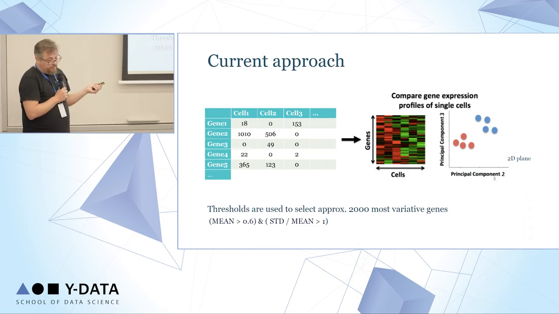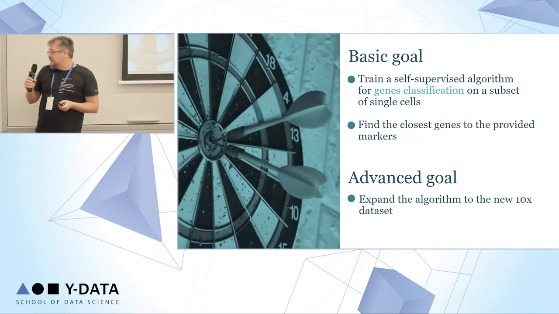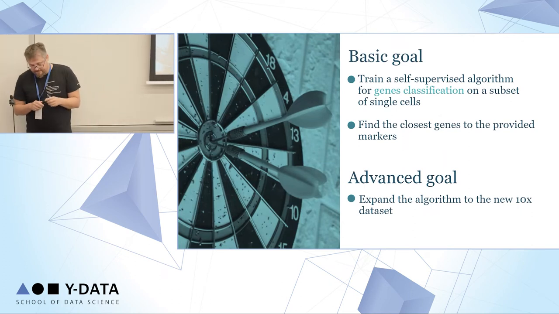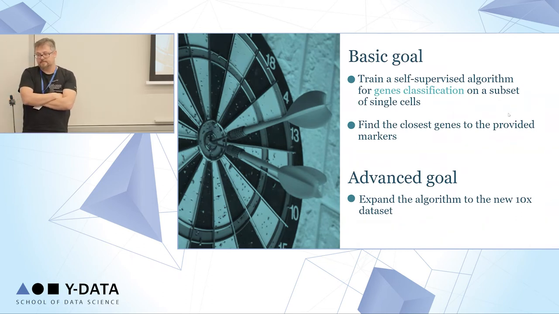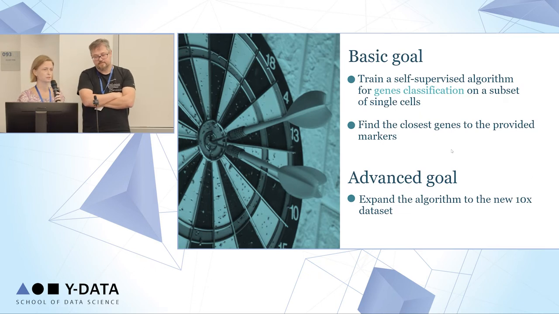So they proved the classical approach to create a good embedding using PCA, and they want to try machine learning to improve the embedding. The main goal of the project was to train a self-supervised algorithm for gene classification and to find the closest co-expressed genes to our provided markers. As an advanced goal, we had to expand this algorithm to the new 10x dataset, which is much more sparse.